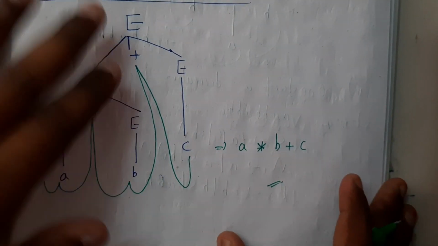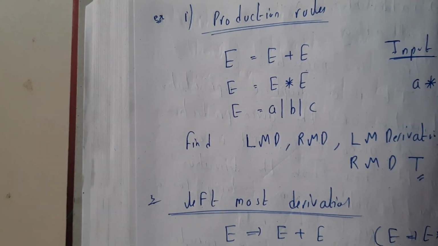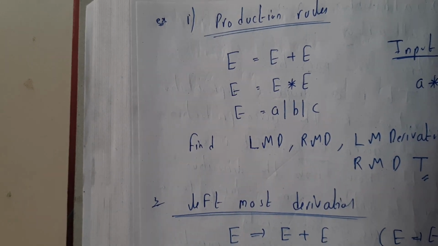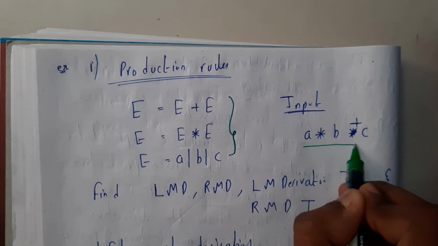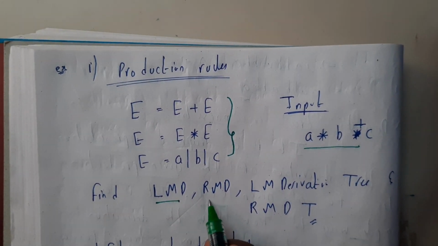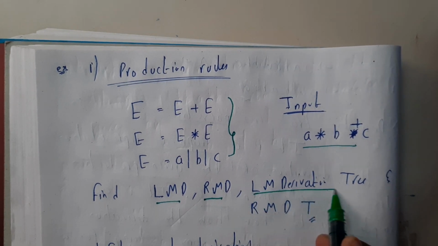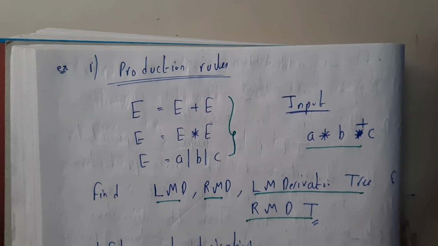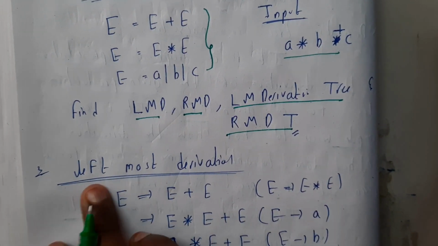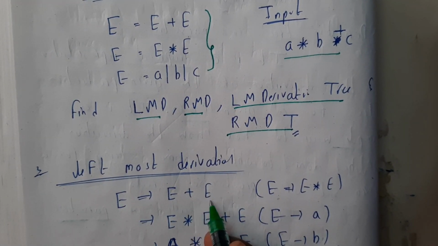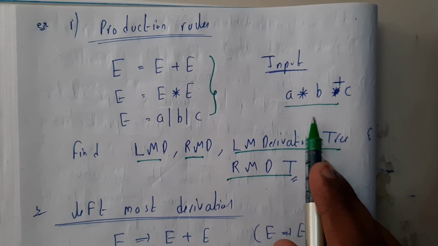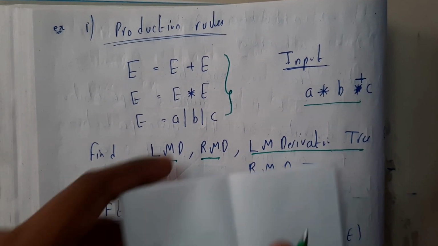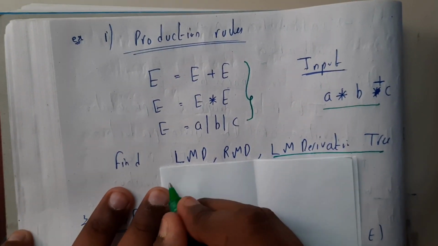Let us take a small example, guys. The given production rules are these, and the input is this. The question is to find the LMD, leftmost derivation, the RMD, rightmost derivation, the leftmost derivation tree and the rightmost derivation tree. Shall I solve it, or will you understand on your own? It's your wish. Okay, I'll solve it for you anyway. We can draw the tree right here itself.